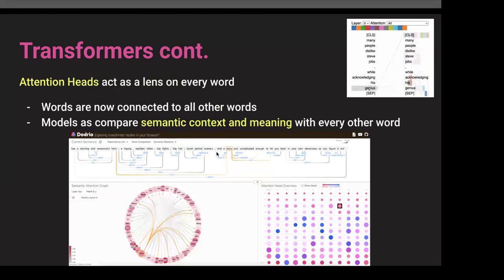Another thing about transformers is something called the attention heads. I'm not going to talk too much about these right now. Attention heads, in a nutshell, act as a lens on every word. Every word in a sentence has a different meaning in the context of where you're learning it. It's the semantic context and meaning. There's a great visualizer online which allows you to create a sentence and see how the tokens, as they call them, the words themselves, relate to each other within a sentence. This adds even more knowledge to the model, and works really well.